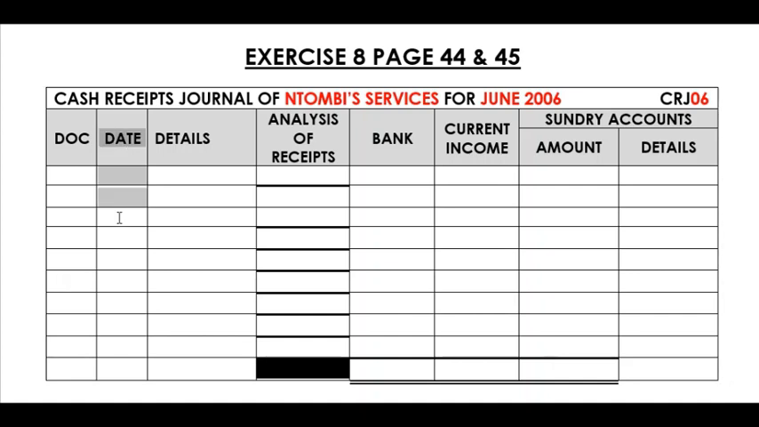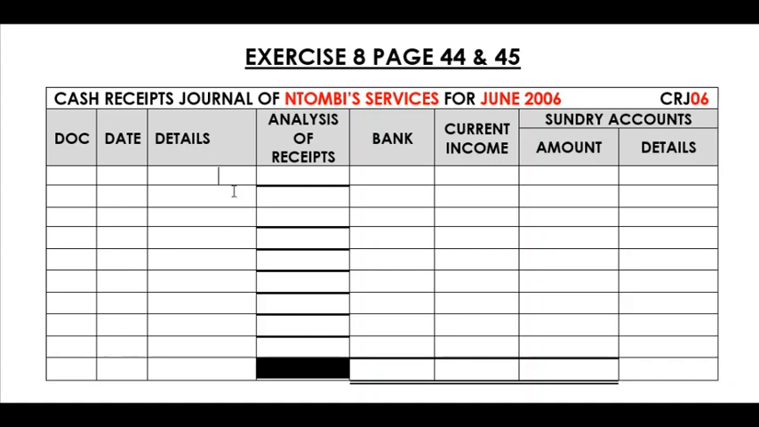Then you've got a date column. Now the date refers to the date that the transaction took place. So for example, the 1st of June, then you will write a 1, or if it's the 20th of June, you'll write a 20, or whatever. But what is important is that the dates must follow on each other. So it starts from the first day of the month, or the first transaction of the month, right up until the last transaction of the month.